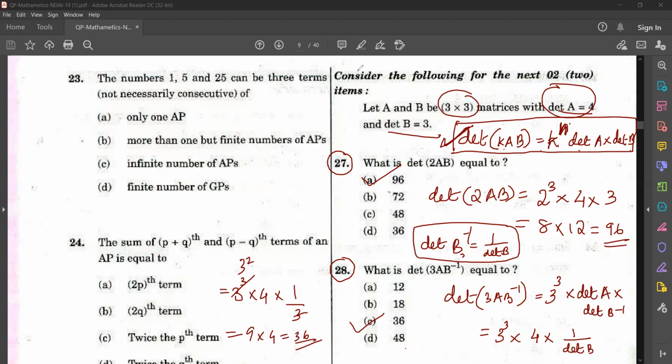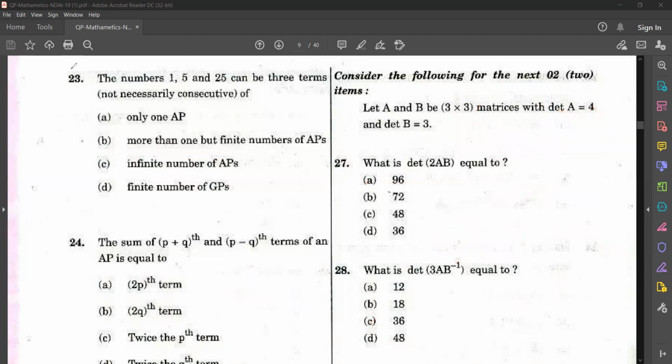Now go to the 23rd question. Question number 23. You can answer that within seconds. Just read and give me the answer. Comment the answer. The numbers 1, 5, 25 can be 3 terms, not necessarily consecutive, of only one AP, more than one but finite number of APs, infinite number of APs, finite number of GPs. Tell me the answer.